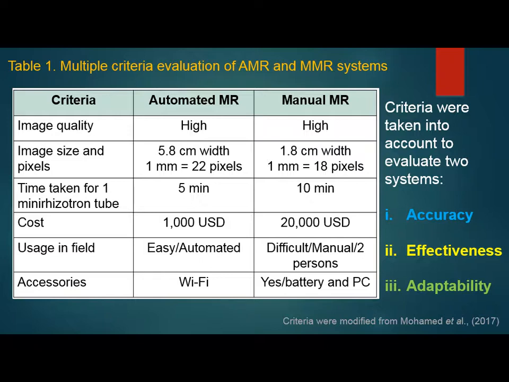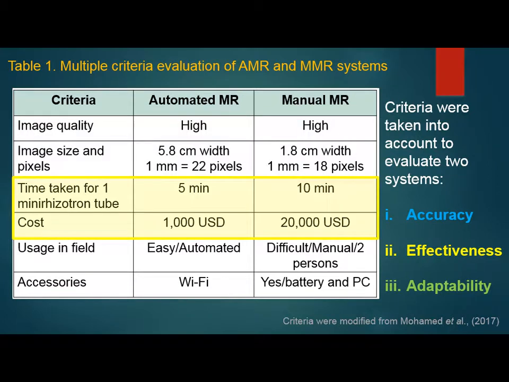So this is the multiple criteria evaluation for both the AMR and MMR systems. The criteria were based on accuracy, effectiveness, and adaptability. In terms of accuracy, the image quality and size are really important to quantify the root growth, because the images are used to analyze and get the root data. In terms of image size, the AMR system has a better picture quality and also a bigger size, which will give more root information.